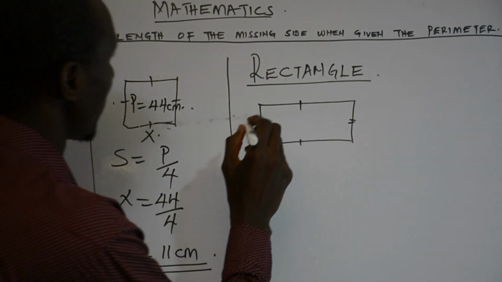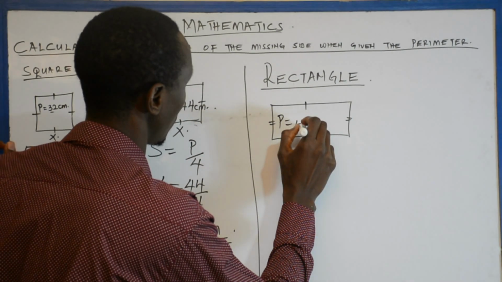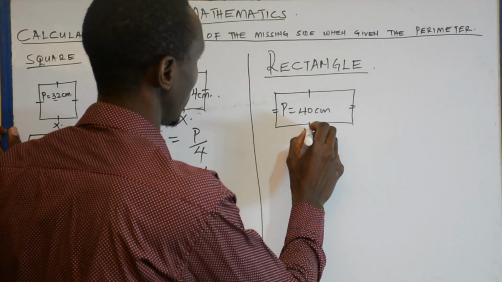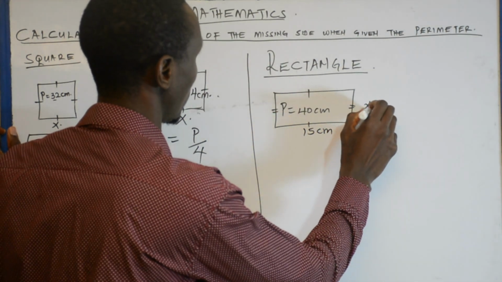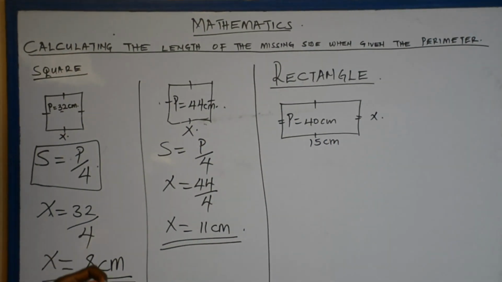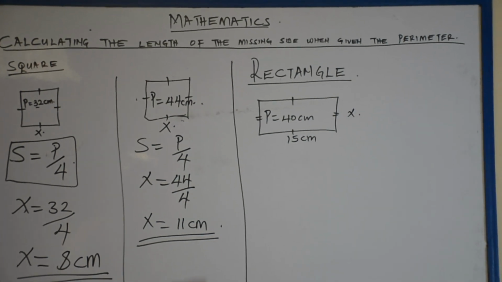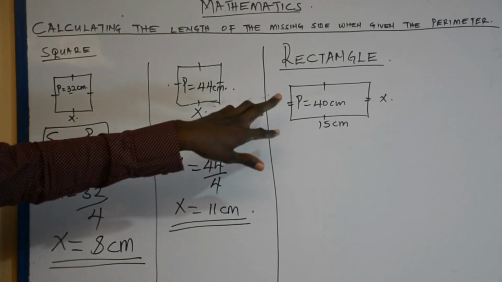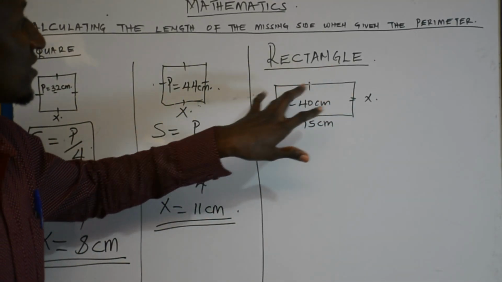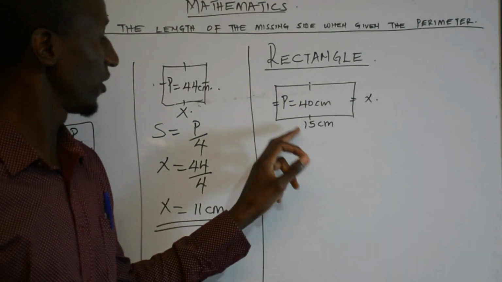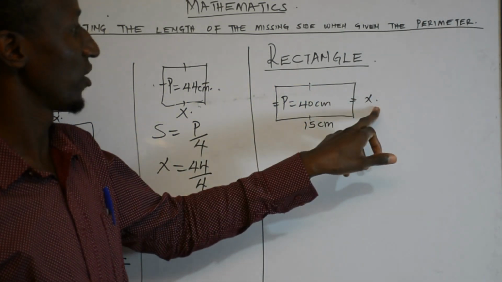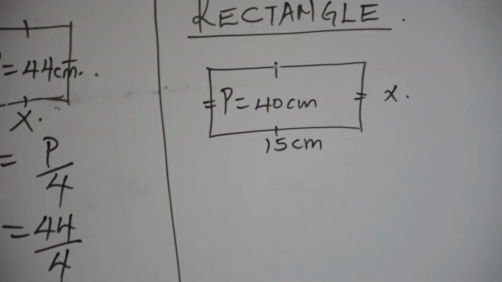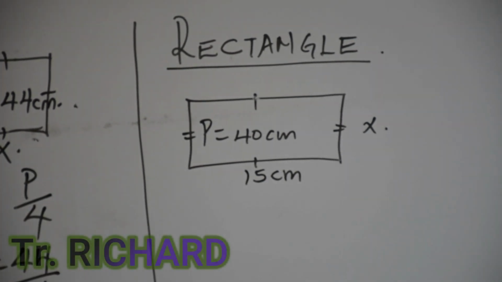Provided they have given the perimeter of the rectangle is equal to 40 centimeters, and the length. Remember, a rectangle is totally different from a square, because a square has all sides equal. But a rectangle, this side is equal to this, and this is equal to this. So for a rectangle, they give you one side, and they want now another side. So this one is somehow different from the square.